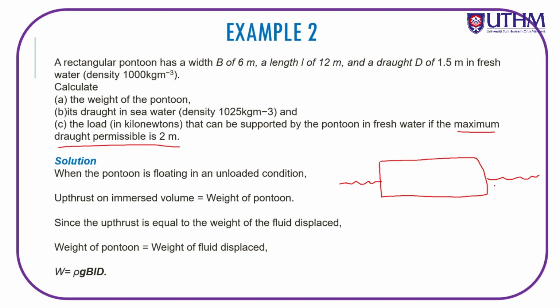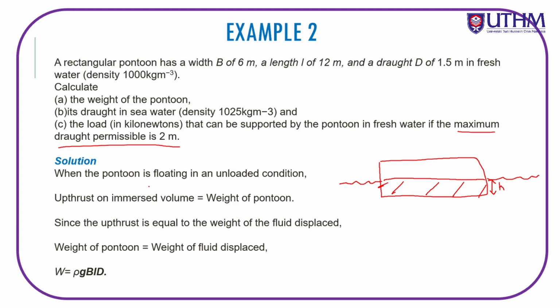Ni adalah objek. Draught adalah ni. Tinggi untuk part objek yang dah submerge. Ni adalah draught. Okay. Ni, tinggi ni. Okay. So kita proceed kepada A, the weight of the pontoon.